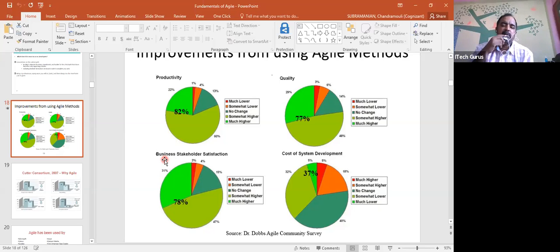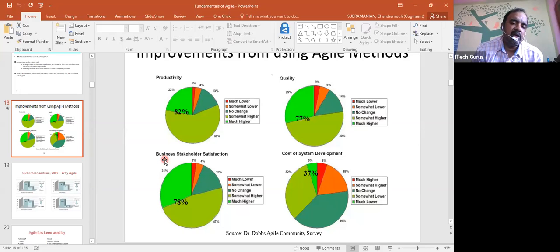Same thing with the quality, the cost, the stakeholder satisfaction. It all improved multifold, as per the survey. Cost of system development is reduced by 37%. A lot of people think the cost will be reduced hugely, for example, in a traditional project it takes 100 rupees, can I execute the agile project with 10 rupees? The answer is no.